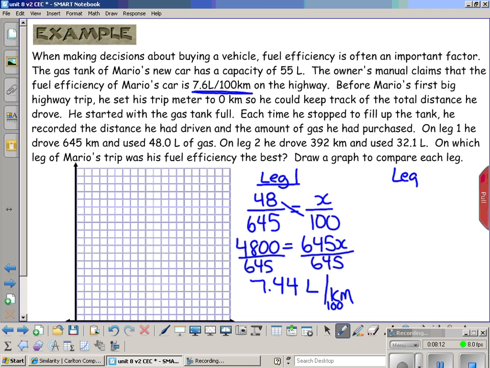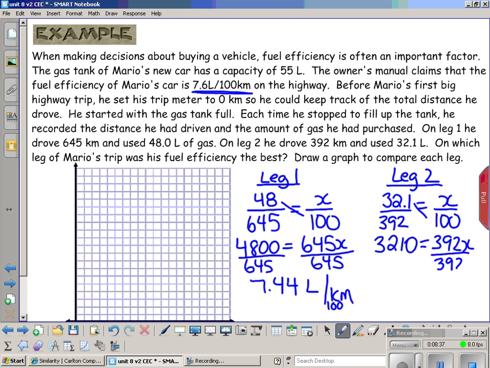Leg 2. He used 32.1 liters for 392 kilometers. We want to find out how many liters that is per 100 kilometers. Cross multiply, we will get 3,210 equals 392x.